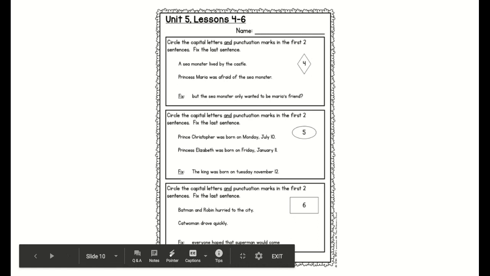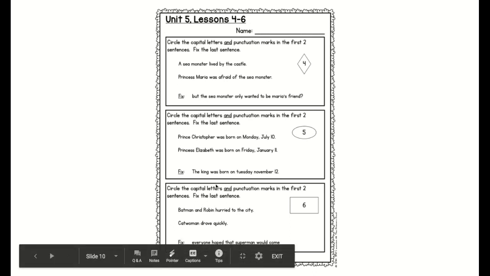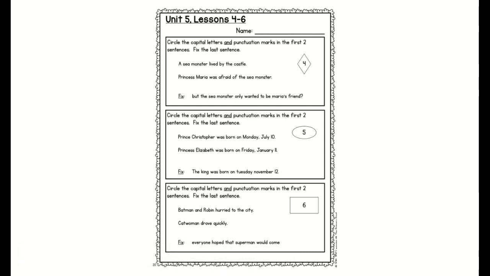And right now we are in unit 5. We are in unit 5 of our writer's workshop. So that means you are getting so smart because we've been through so many lessons. So for these two sentences, you're going to highlight or circle the capitalized letter and the punctuation mark that is used. And for this one, you have to fix the sentence and make it correct.